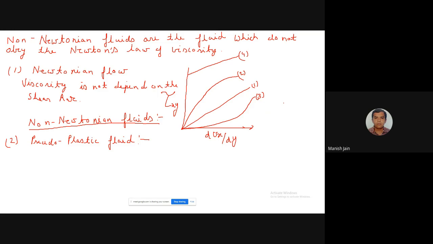This type of behavior is generally represented by different types of polymeric melts and polymeric solutions. Even fluids like paints sometimes show pseudoplastic behavior. So when you increase the velocity of the fluid, the viscosity will reduce and the fluid becomes thinner. In most plastic materials, you will find pseudoplastic fluid behavior.